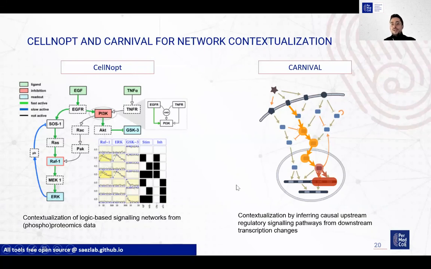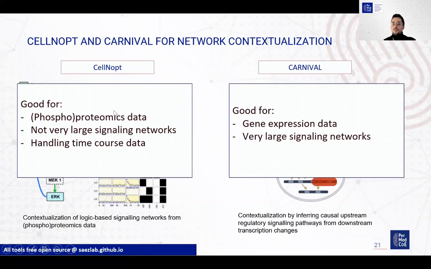So there are two tools developed in the lab for this purpose, which are CellNOpt and CARNIVAL. They do similar things, but work on different types of data. CellNOpt is good when we have proteomics or phosphoproteomics data and we don't have very large signaling networks. Sometimes it needs a little bit of curation of the prior knowledge network before starting to work with it, because it's hard to train these kinds of models. It's kind of slow, but it can also handle, for example, different time points.